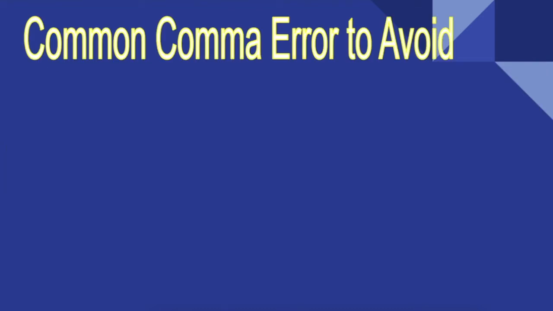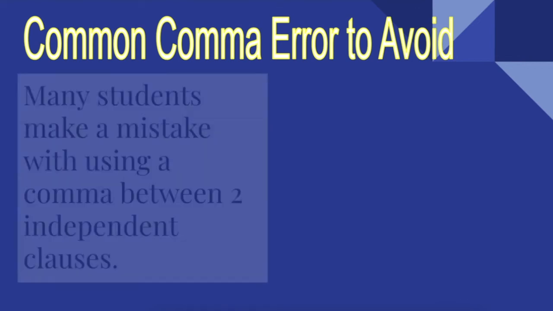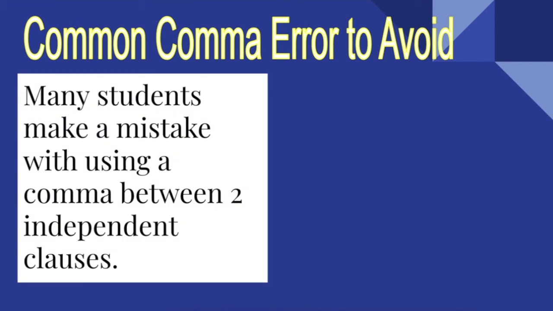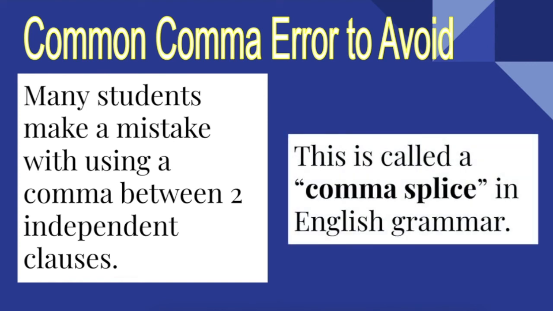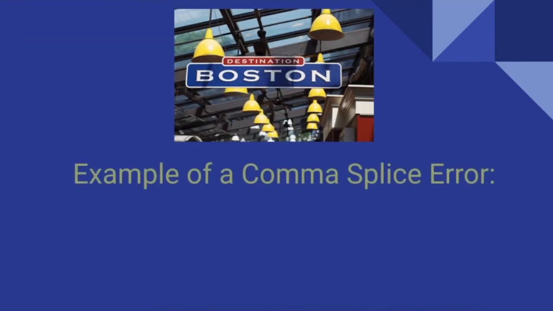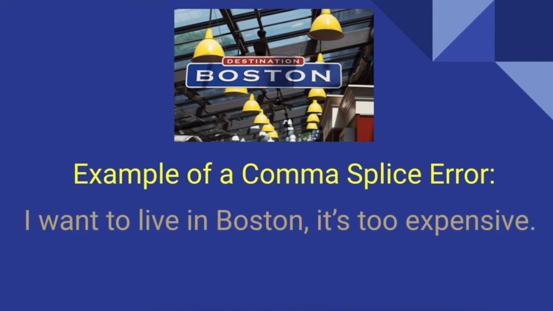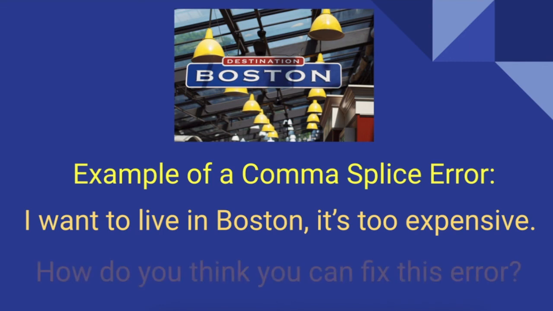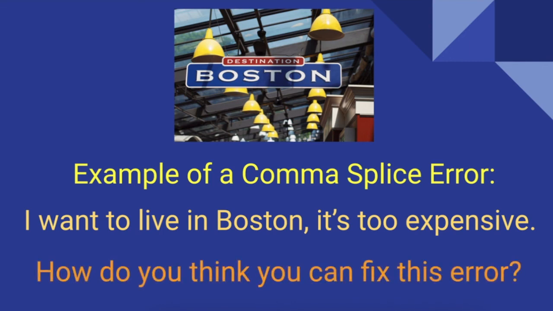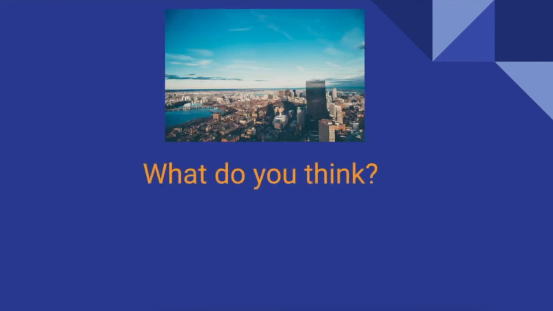Now I want to mention before we finish a common comma error to avoid. So many international students make the mistake of using a comma between 2 independent clauses. This is called a comma splice in English grammar. Let's look at an example. So notice that there's a comma where it shouldn't be, or if you use it, you need to add something else. These are 2 independent clauses. This means that those 2 parts can be separated as a sentence. How do you think you can fix this error? What do you think?